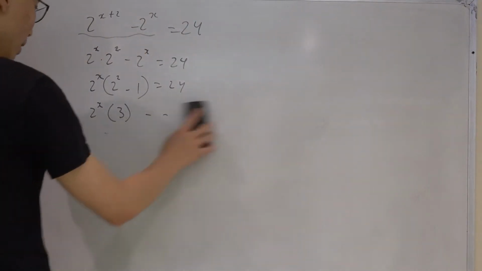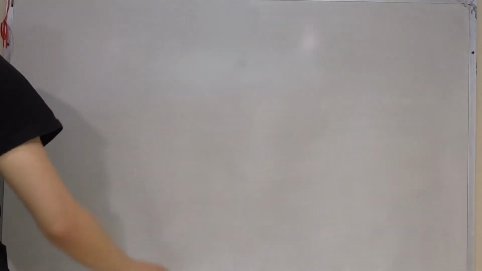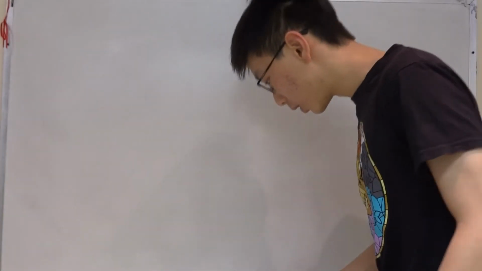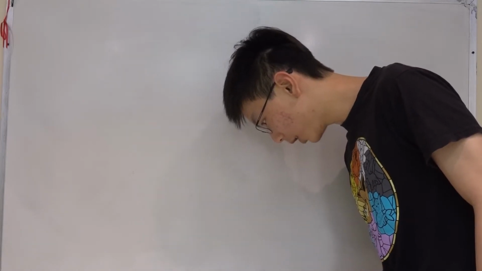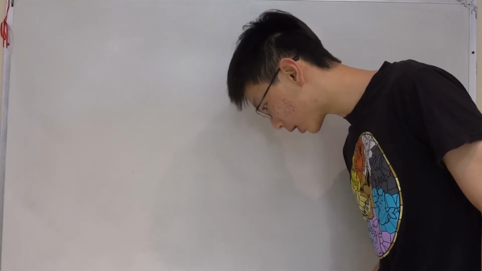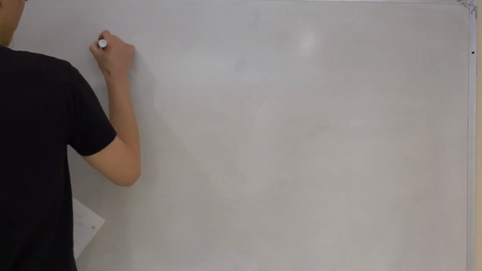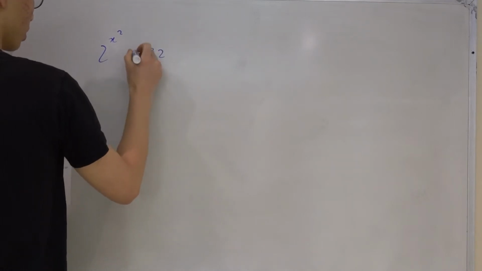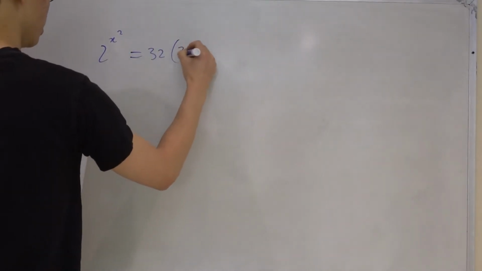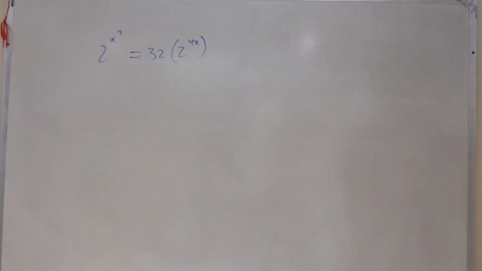Alright, now let's see a case where we cannot use this simple trick of equating the exponents. Actually, maybe we'll do one more that's a little more complicated. Okay. So why don't you go ahead and try this one. 2 to the x squared equals 32 times 2 to the 4x. Go ahead and try that.